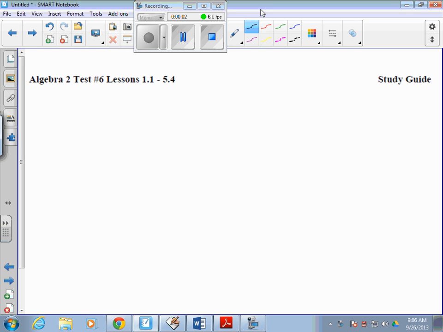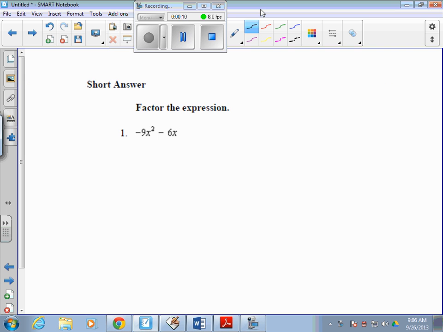This is Algebra 2. This is going to be test number 7, actually. Just week 7, but we're going from 1-1 through sections 5-4. The first problem says, number 1, factor the expression negative 9x squared minus 6x.